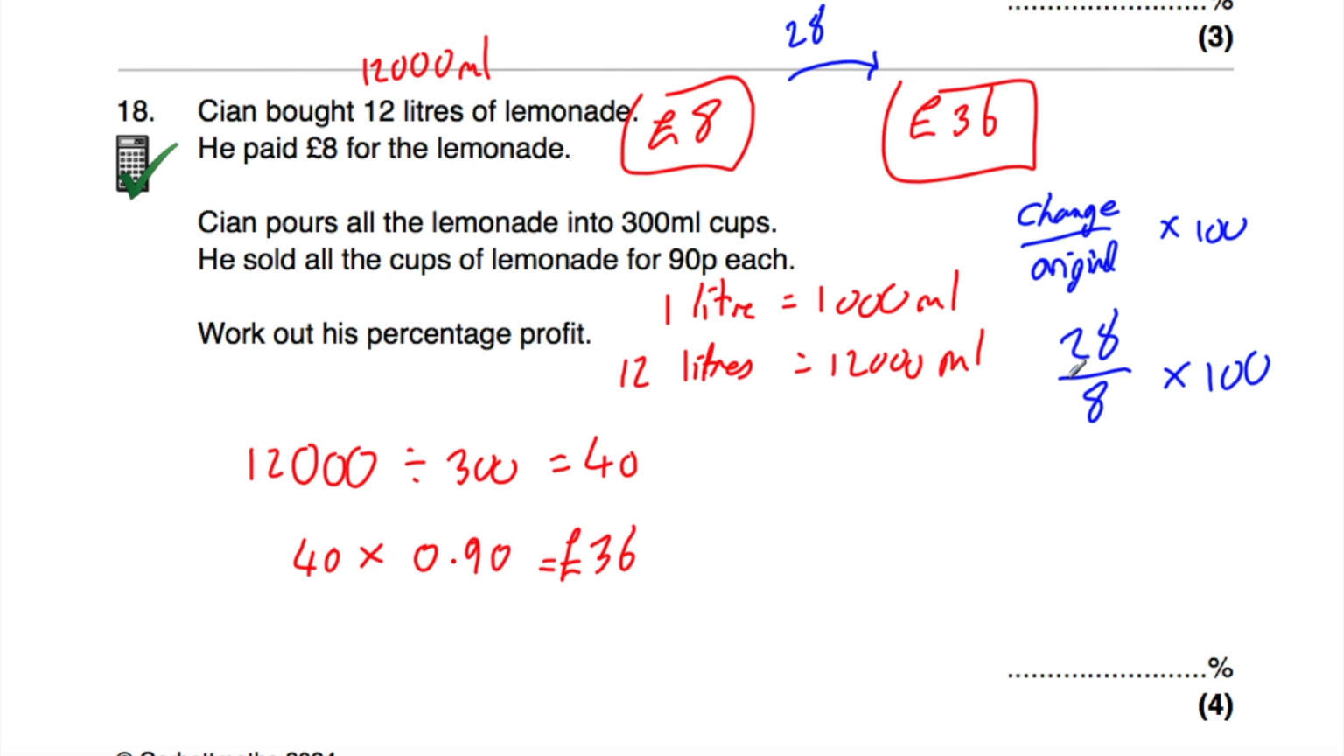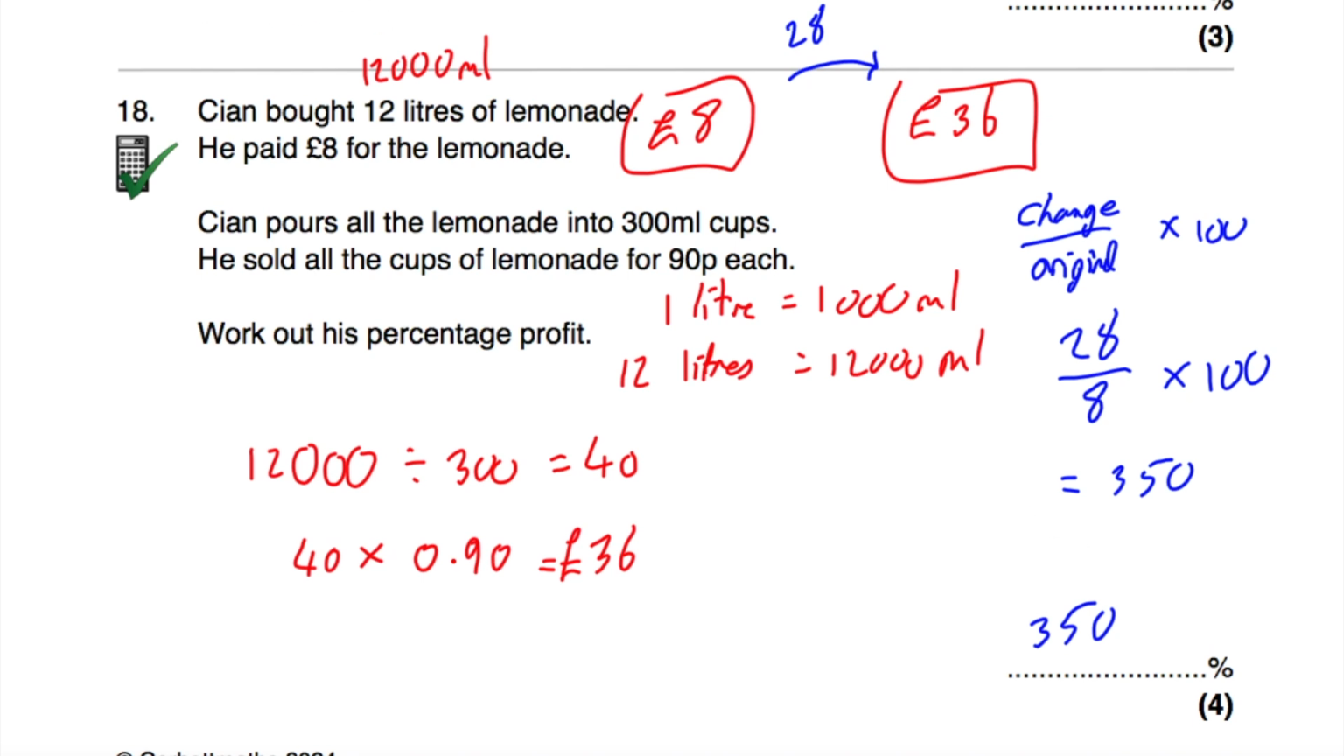So let's just do it on our calculator, and I'm going to type that as a fraction, 28 over 8 multiplied by 100. And that's equal to 350. So that means we've been asked to work out the percentage profit. The percentage profit is 350%. And that's it. And that's going to be a 350% profit.